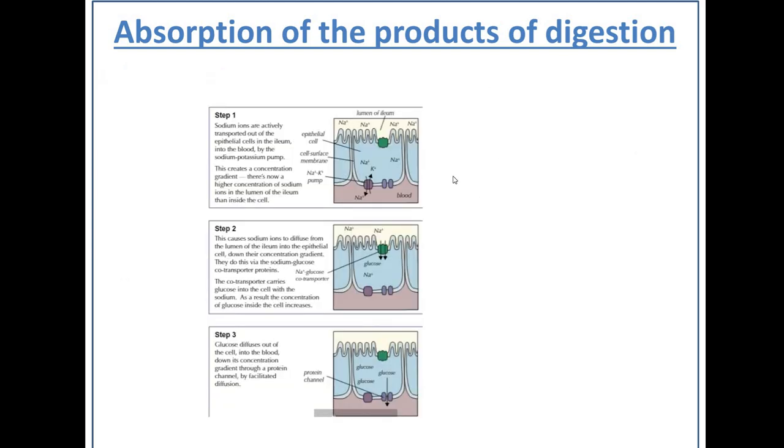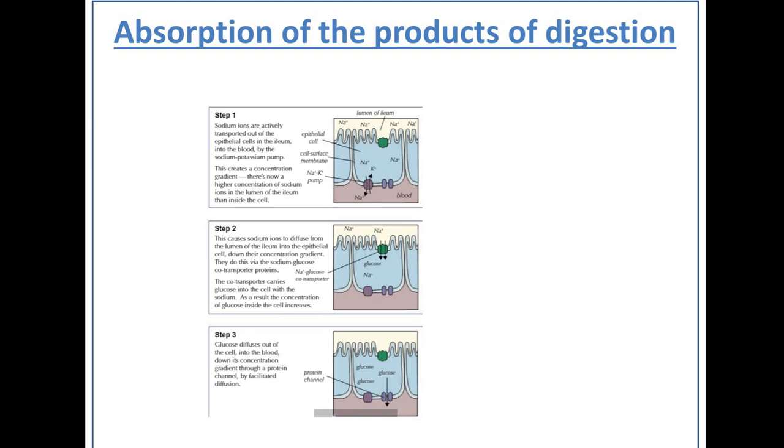What happens is the sodium ions are actively transported out of the epithelial cells into the ileum by the sodium-potassium pump. Therefore there's a concentration gradient now. There's lots of sodium in the ileum, not as many in the cell. So they will diffuse back down the concentration gradient into the epithelial cell. And at the same time as doing that, they will also carry the glucose with them into the epithelial cell. That's why it's called co-transport. It does it by a co-transporter protein.